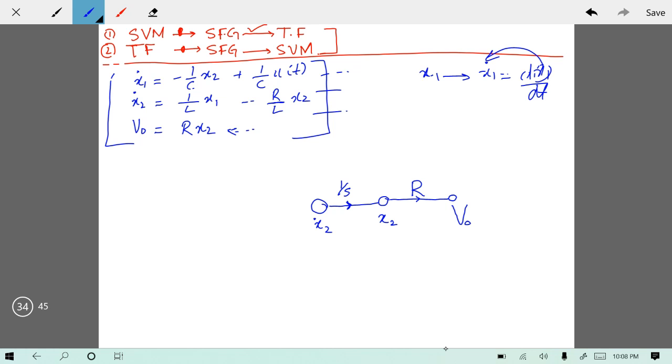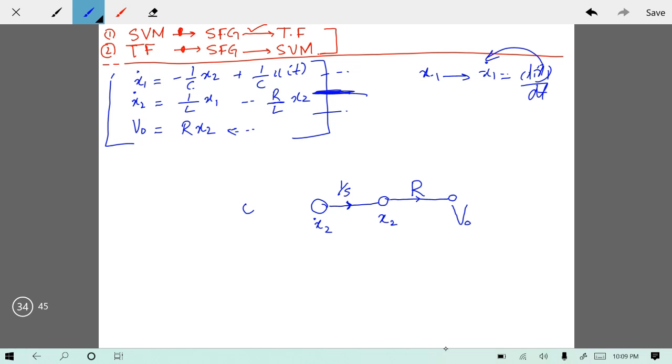So here I have written 1 over s. First of all, I wrote the output equation. Output equation was V naught is equal to R x2. I wrote it in the form of signal flow graph, that is V naught is equal to R multiplied by x2. After that I converted that x2 into x2 dot. How? Because we already know that x2 dot is actually a differential of x2. So by taking integration of x2 dot I can get x2. Now what is x2 dot? From this equation x2 dot is 1 over L x1 minus R over L x2.